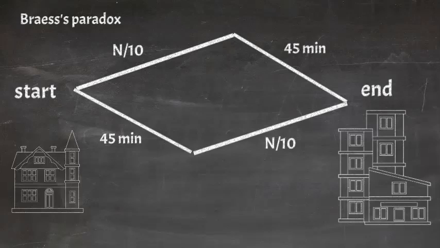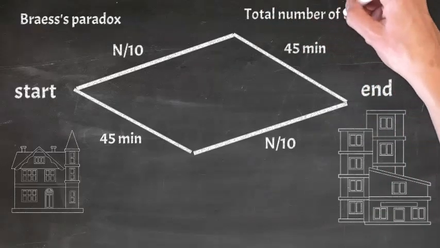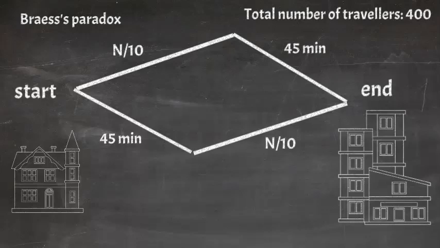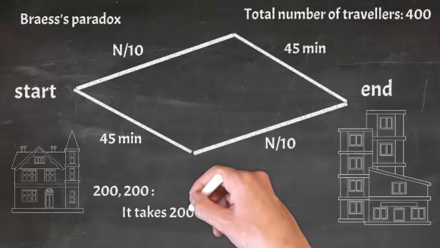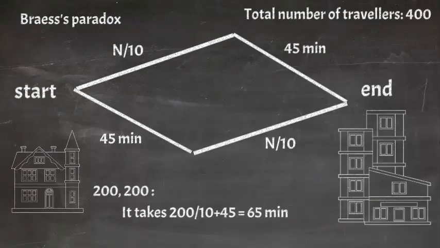So the two routes are actually the same. If the total number of travelers is 400, then the equilibrium will be half of them use the upper route, half of them use the lower route. And each route takes 200 over 10 plus 45, which equals 65 minutes.